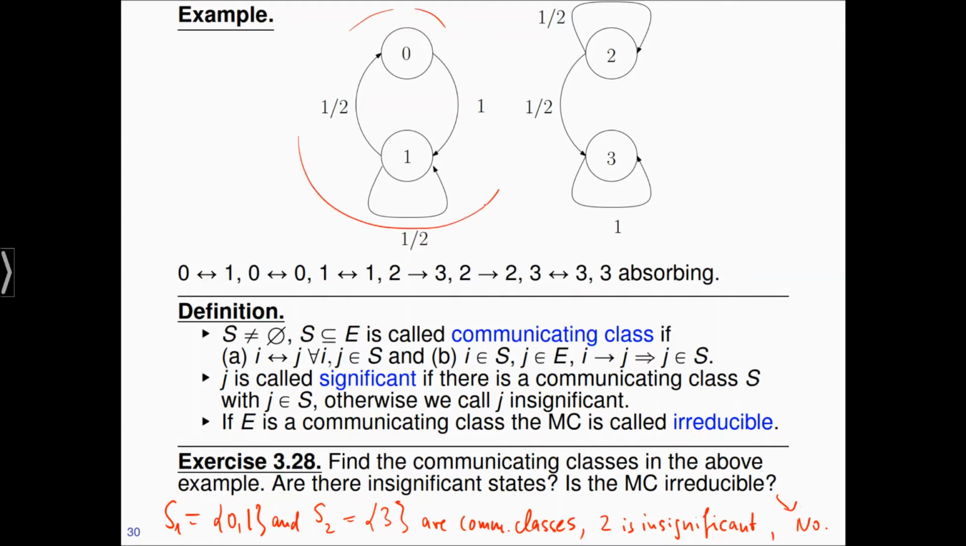You can look at this communicating class and ask questions here, and you can look at that communicating class and ask questions there. Certainly they are not very interesting. And you can forget about the insignificant state, because sooner or later I will go from the insignificant state into a communicating class, and then I can forget about that state. So basically you can reduce the analysis to either the communicating class S1 or the communicating class S2.